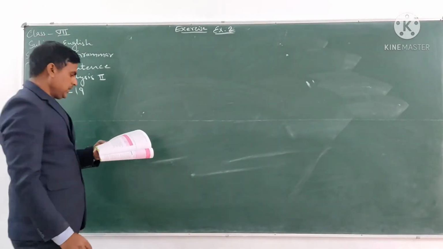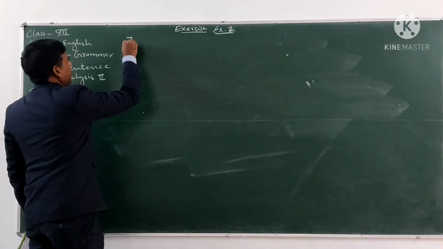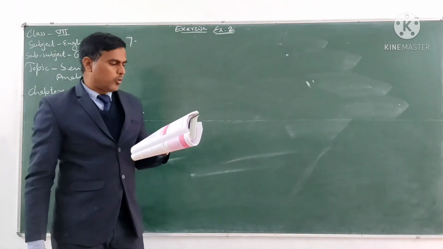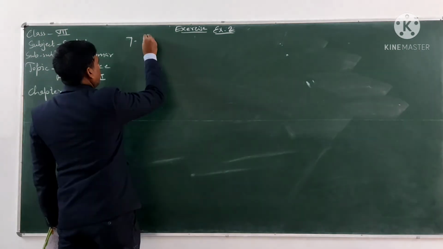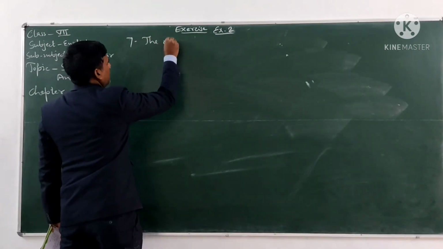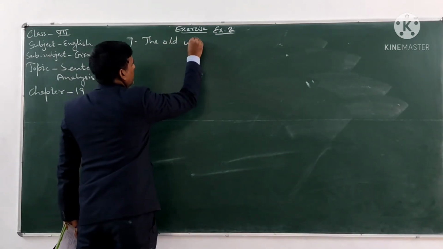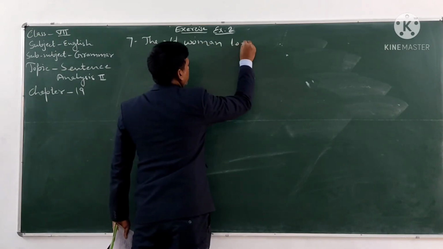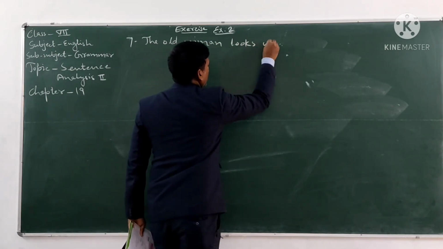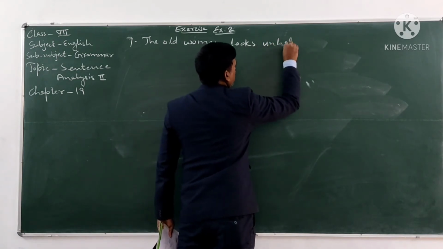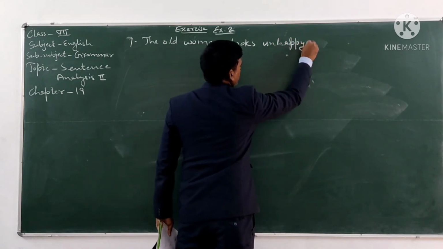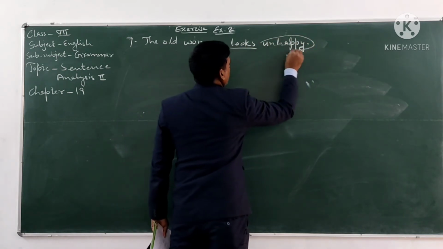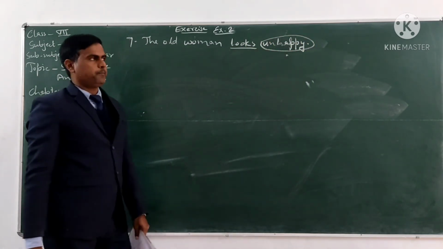Now see sentence number 7. Sentence number 7 is, the old woman looks unhappy. In this sentence, looks is the verb and unhappy is the complement.